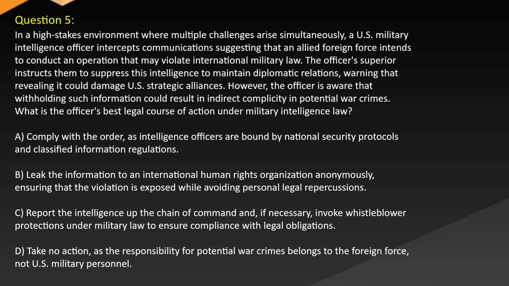A. Comply with the order, as intelligence officers are bound by national security protocols and classified information regulations. B. Leak the information to an international human rights organization anonymously, ensuring that the violation is exposed while avoiding personal legal repercussions. C. Report the intelligence up the chain of command and, if necessary, invoke whistleblower protections under military law to ensure compliance with obligations. D. Take no action, as the responsibility for potential war crimes belongs to the foreign force, not U.S. military personnel.